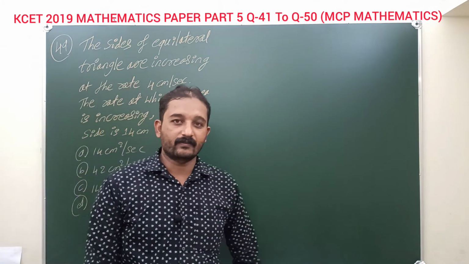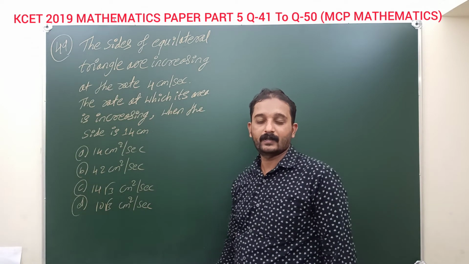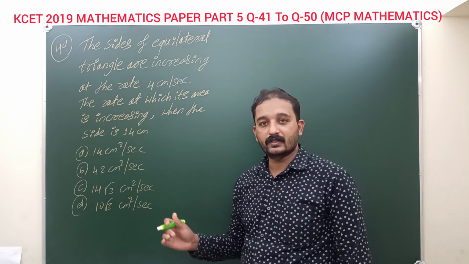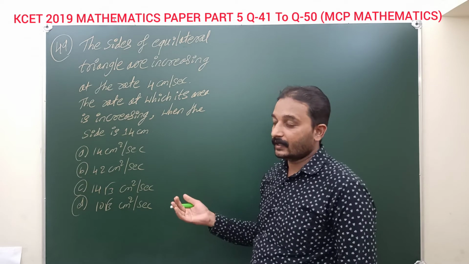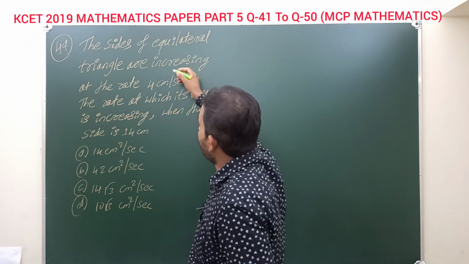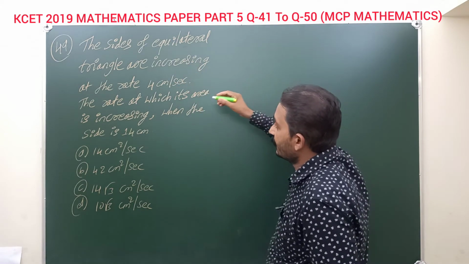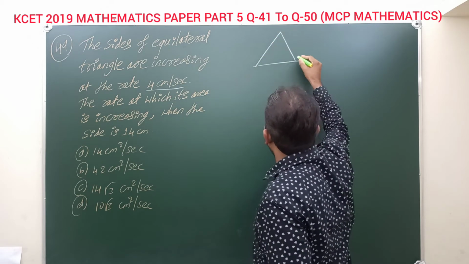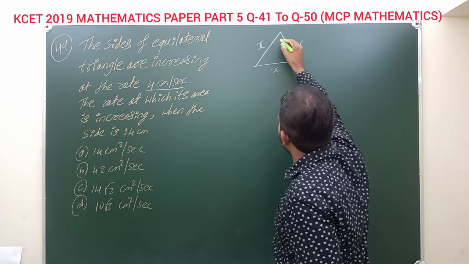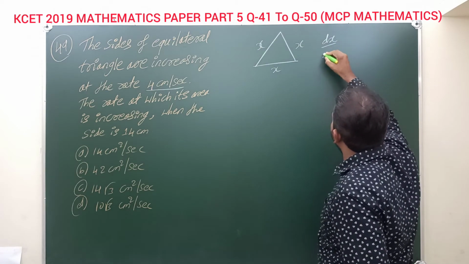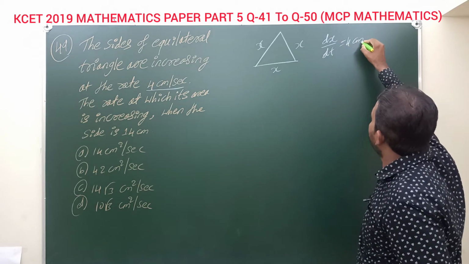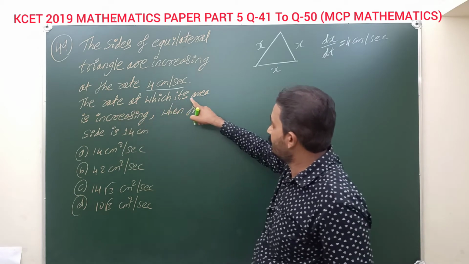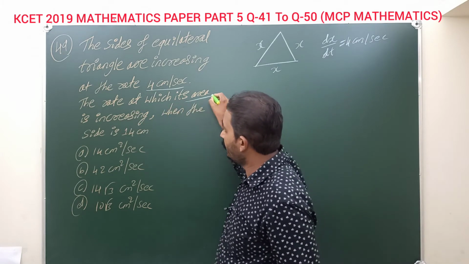Now let us move on to question number 49. Once again, this question is based on the chapter application of derivative, particularly rate of change. Usually they ask 5 or 6 questions on this chapter in KCET. The sides of an equilateral triangle are increasing at the rate of 4 cm per second. This is given. So equilateral triangle means all sides are equal, x. So here dx by dt is given as 4 cm per second.